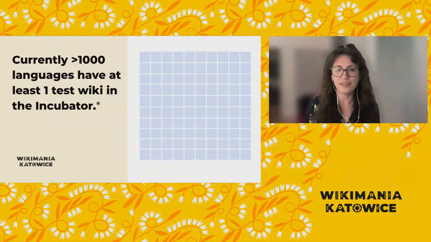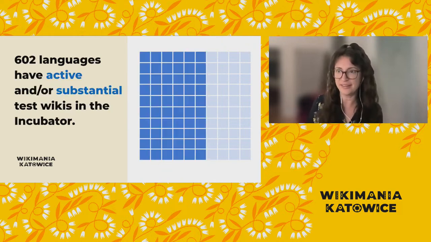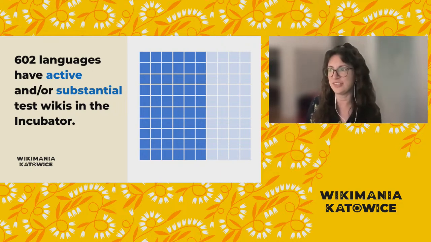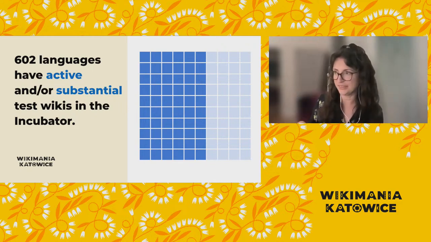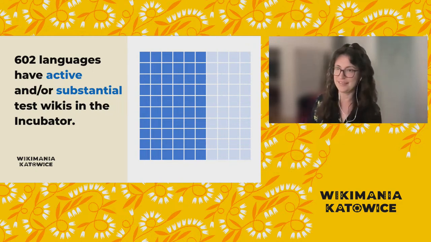Currently, a little bit over 1,000 languages have at least one test wiki in the incubator. However, many of these projects have been abandoned. So if we look at just active or substantial test wikis, we see that 602 languages have test projects that are actively being worked on currently and/or have substantial amounts of content that's been created.